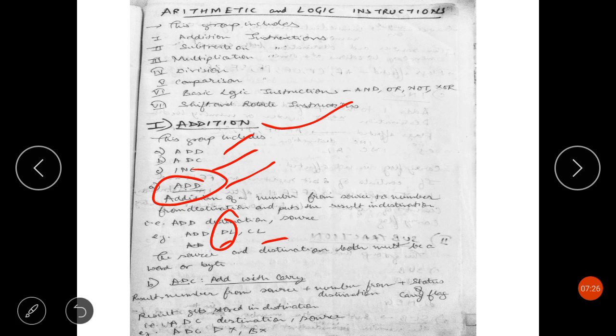Moreover, the source and destination both must be either word at the same time or byte at the same time. Now the next instruction is ADC, that is add with carry. What it does, it adds the content of the source with the content of the destination, and the content of the carry flag also gets added and the result gets stored in the destination.